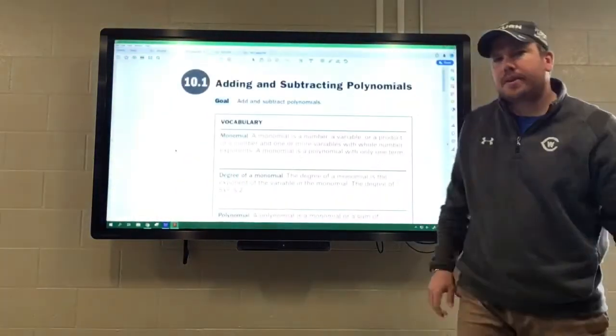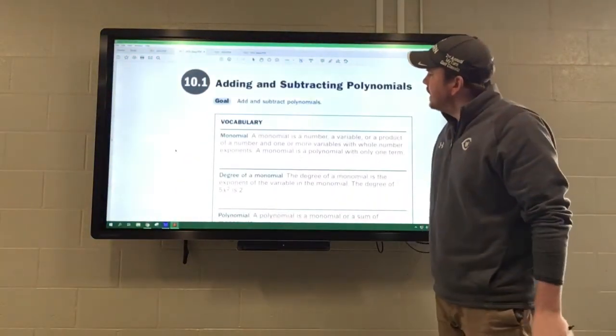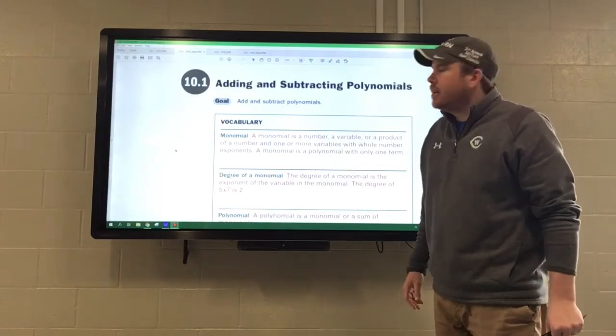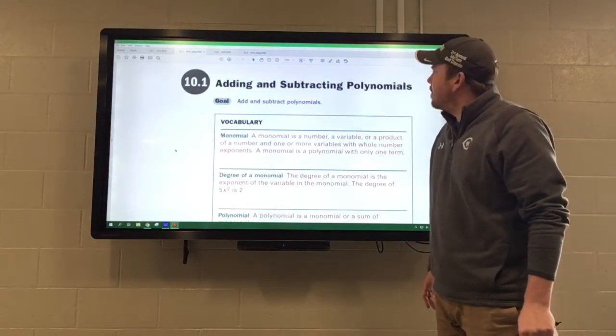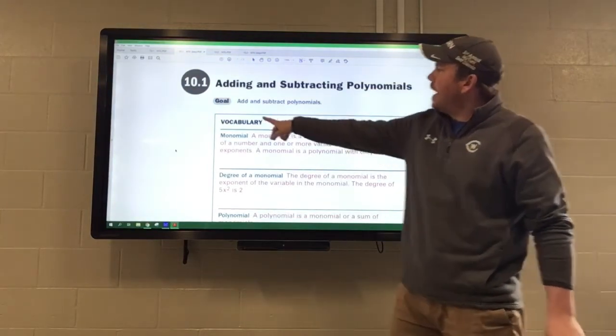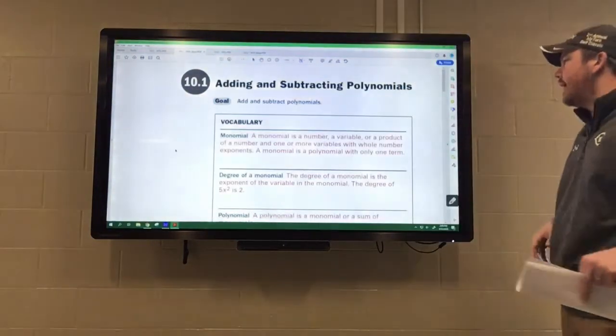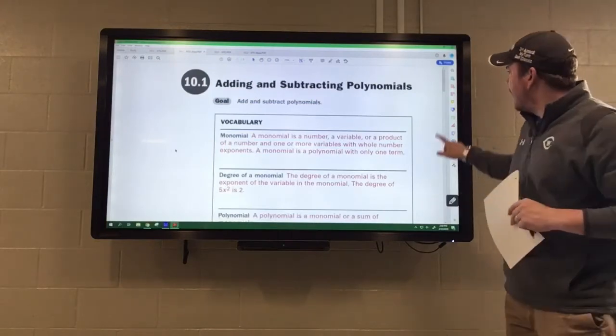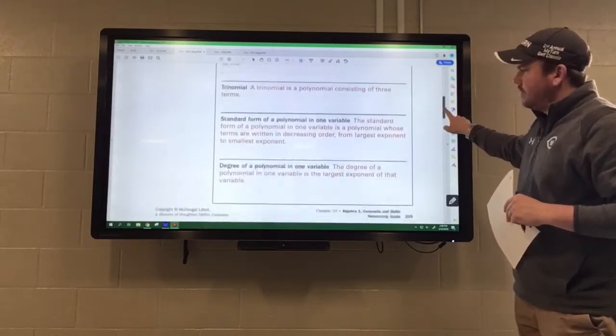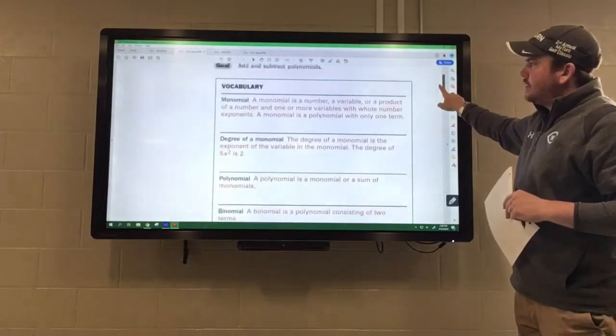Hello class, today we're going to talk about section 10.1. We're going to be starting chapter 10. Today we'll be adding and subtracting polynomials. So our learning goal today is we want to be able to add and subtract polynomials. Before we can do that, there's a lot of vocab we need to cover, all right? A full page of vocab. So let's talk about these.